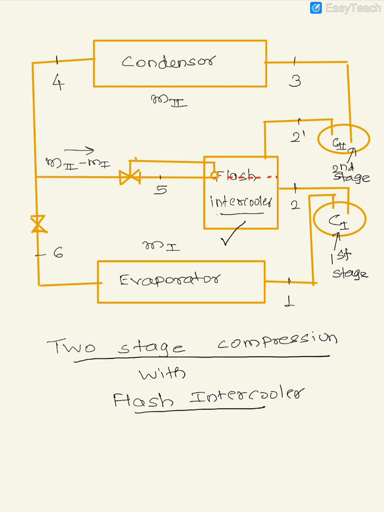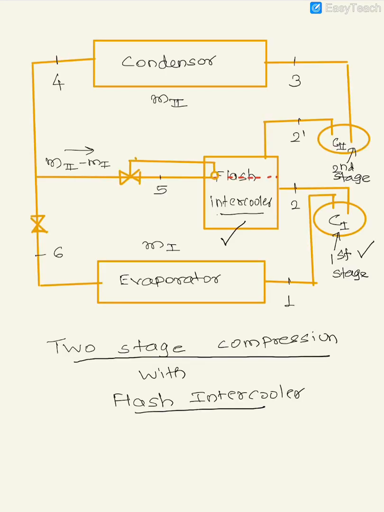And what is happening over here, you see that there is a compression in the first stage, then there is an intercooling in the flash intercooler, and then there is a compression in the second stage, and then there is condensation and expansion. Okay, so if you want to represent this process of two-stage compression with flash intercooler on a pressure enthalpy diagram, let me try doing this. So what I do is, I will try to represent this on a pressure enthalpy diagram.